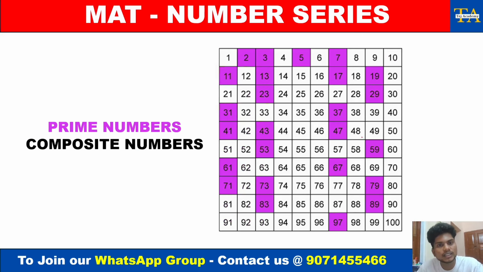Okay, the next one is prime numbers and composite numbers. You have to remember the prime numbers from 1 to 100. There are 25 prime numbers, like 2, 3, 5, 7. Like this you have to remember till 100.